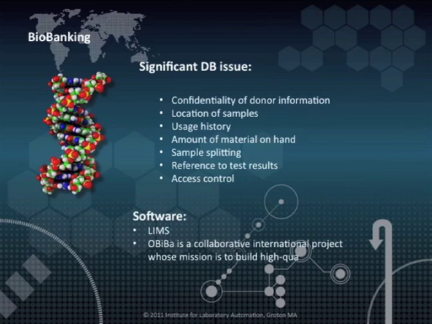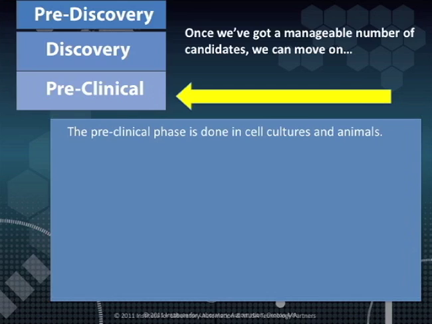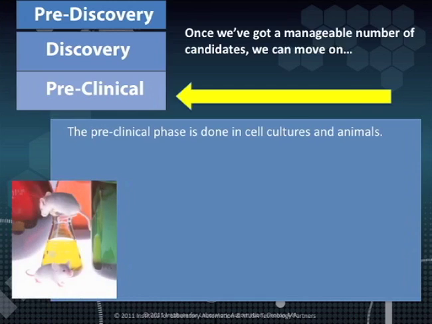While this is a large database problem, the solutions to managing it range from adding features to existing laboratory information management systems to collaborative projects to build open-source biobanking management systems. The discovery phase is all about finding candidates as potential treatments. Once we've found the candidates to work with, we begin the preclinical phases. This work is first done in cell cultures and then progresses to animal studies.